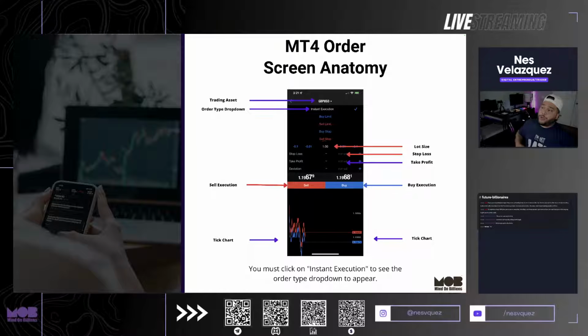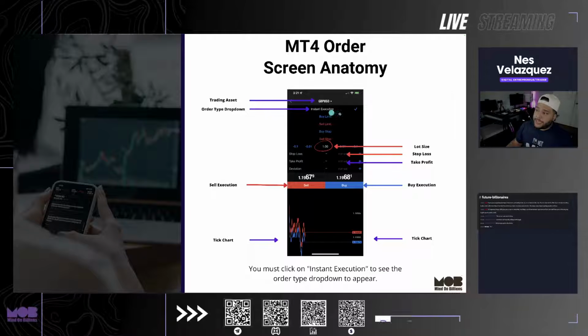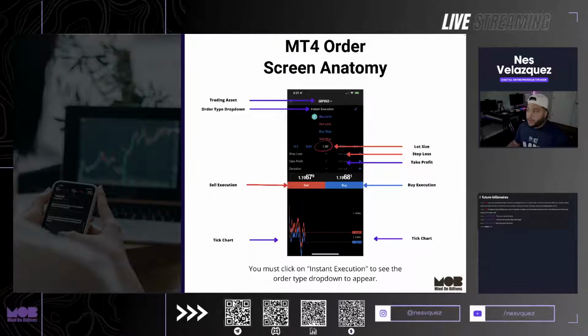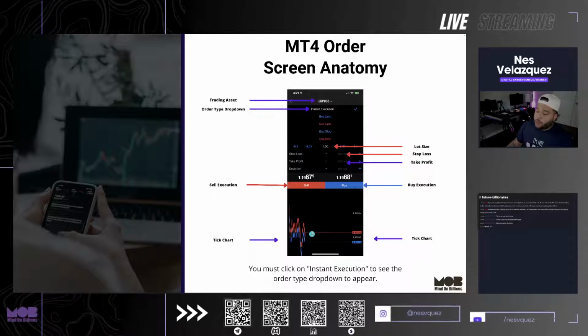Now, when you're about to execute an order, whether it's through MetaTrader or something else, you have to make sure that you see these things: the trading asset, so you know exactly what you're trading; the order type. If you click instant execution, it's going to open up these other options, which are the pending orders. Instant execution is just on the spot. Your lot size, in this example, is a full or standard lot. You enter your stop loss exchange rate price here, your take profit exchange rate price over here. Sell means sell, buy means buy, and here's a more miniature version of the chart. This is a tick chart. So you must click on instant execution in order to see the other order types.